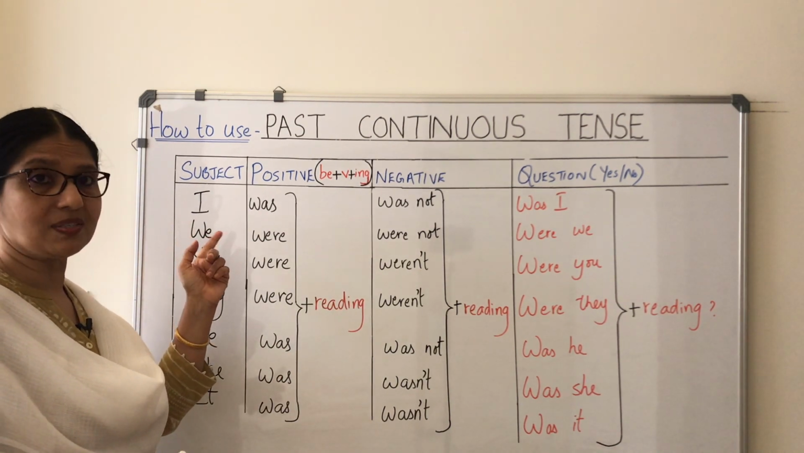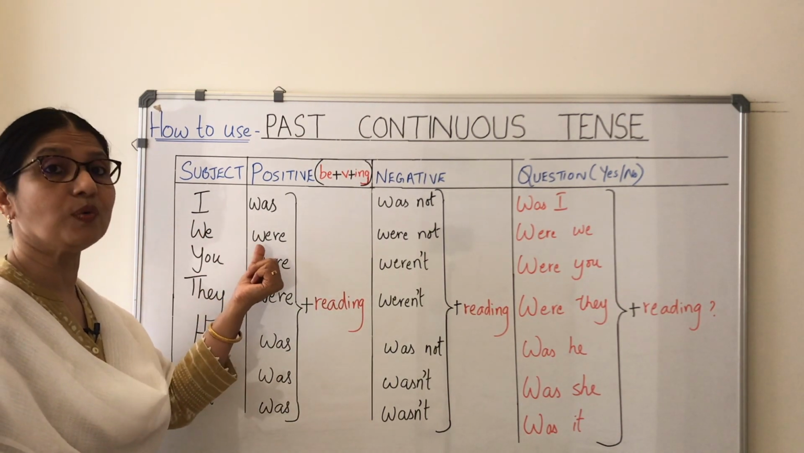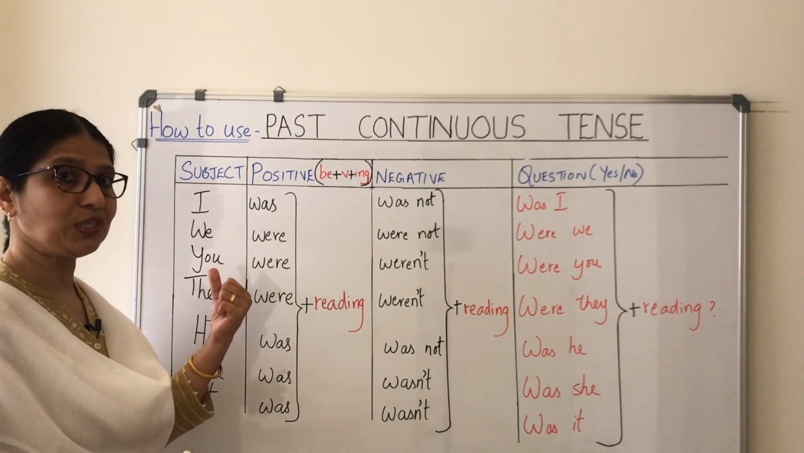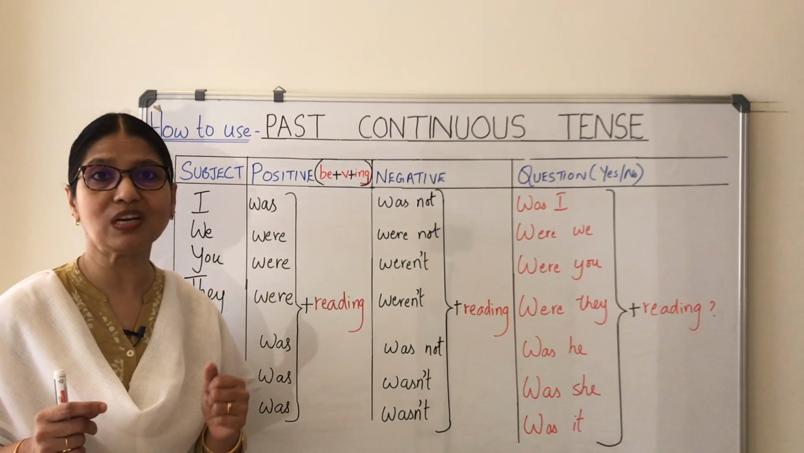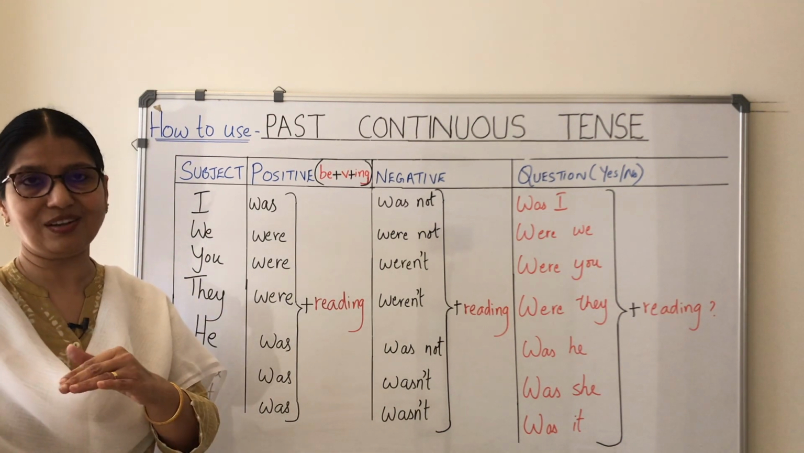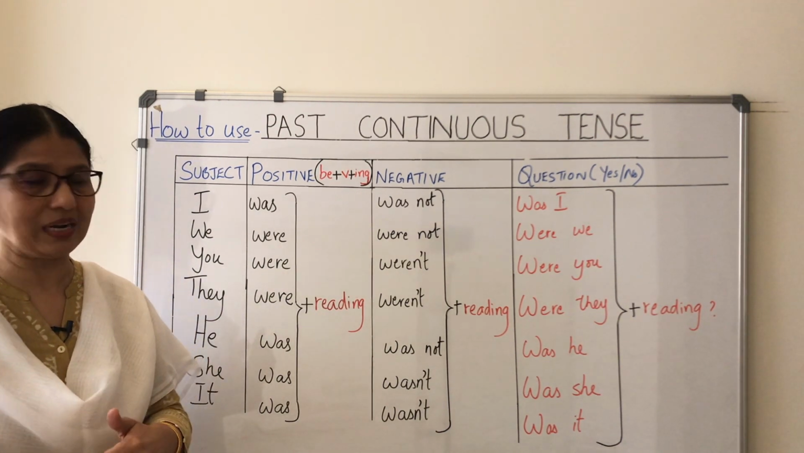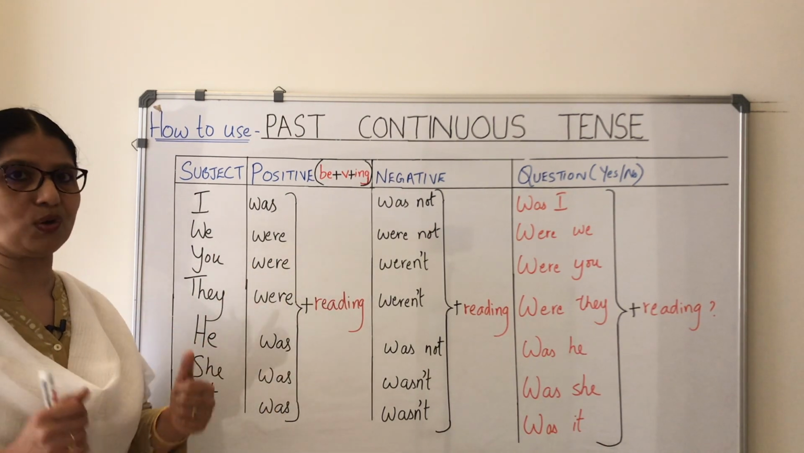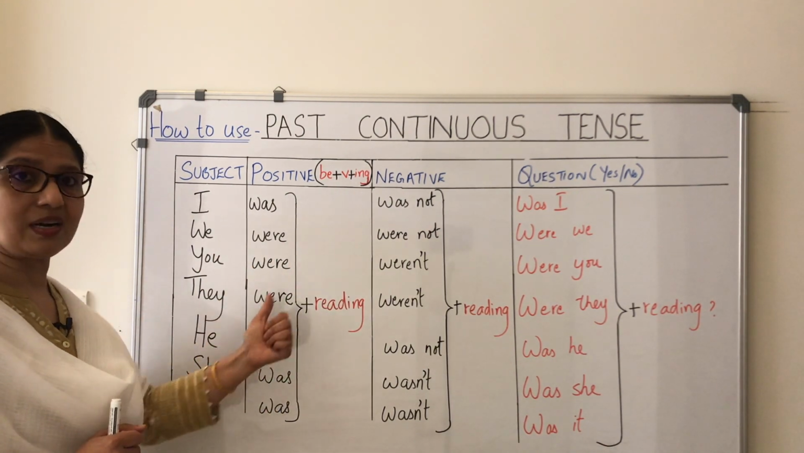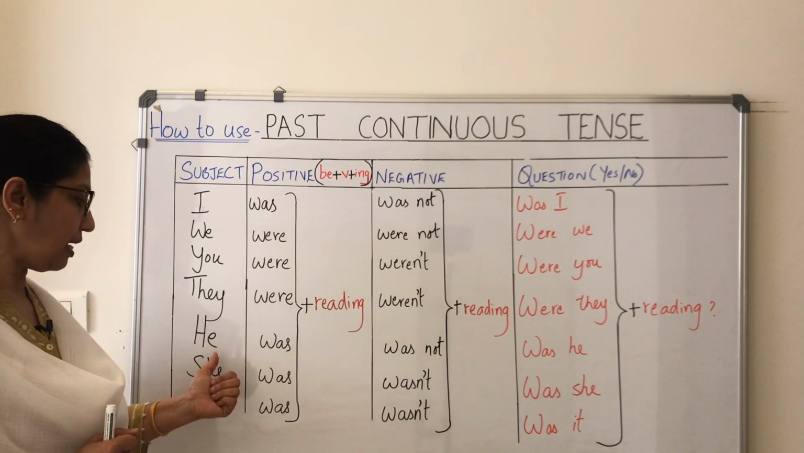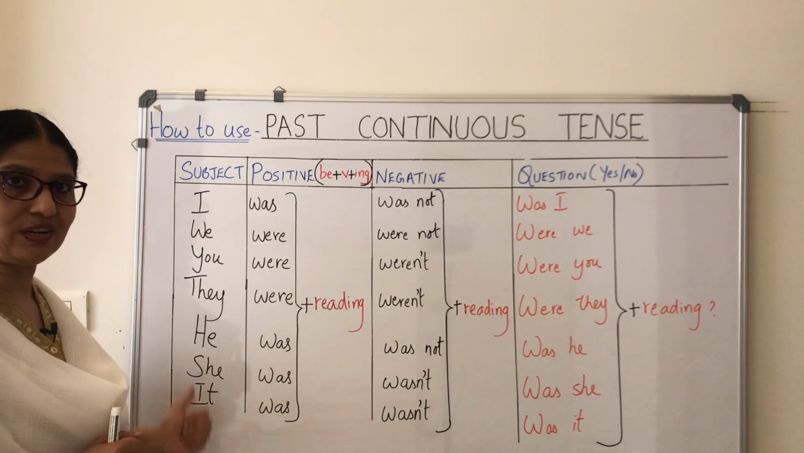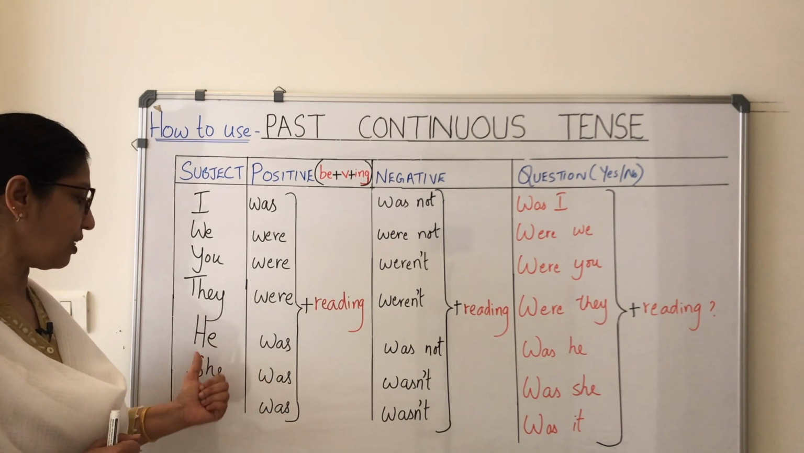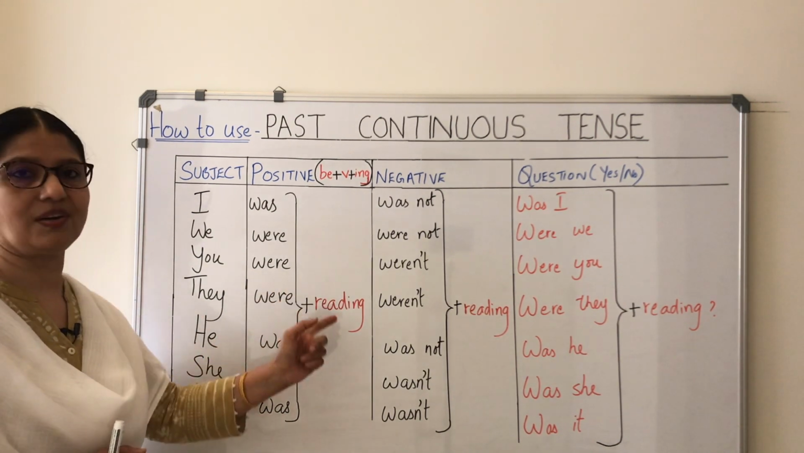With we, because it's plural, we have to use were. So we were reading. The same with you, but you have to keep in mind that whether we are talking about one person, you as a singular, or you as a plural, you will have to use you were. You were reading when I called you. They were reading. But with he, she and it, which are all singular pronouns, you will again use was. So we have he, she and it was reading.